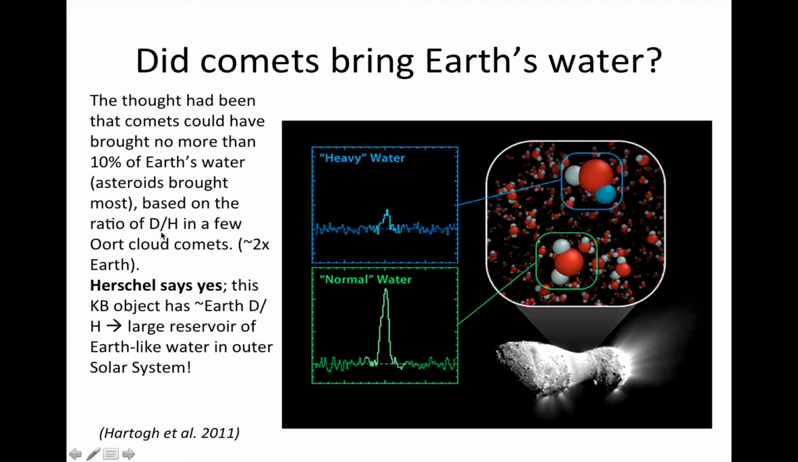So it had been thought that comets could not have brought more than about 10% of Earth's water, with asteroids bringing most of the water, which is really peculiar because you think of comets as being icier than asteroids, and yet somehow asteroids are bringing us most of the water. That's based on observations of the ratio of deuterium to hydrogen, because deuterium is really easy to break apart. So the deuterium to hydrogen ratio is really critical for understanding where the water source is coming from. So Herschel had observed a Kuiper Belt object and found that it has about an Earth-type ratio of deuterium to hydrogen, which suggests there's a large reservoir of Earth-like water in our outer solar system.